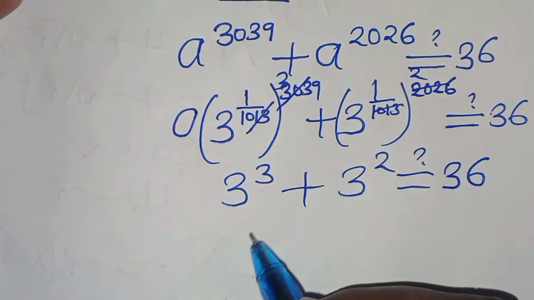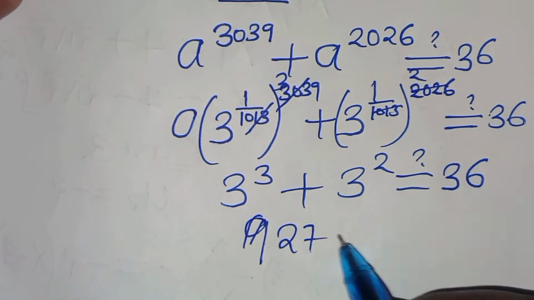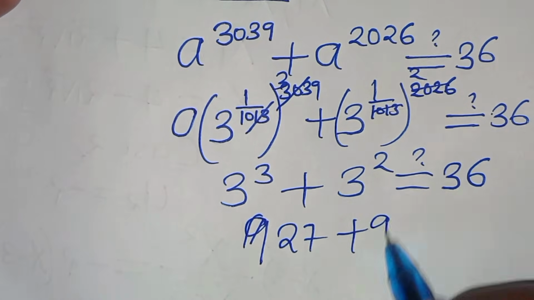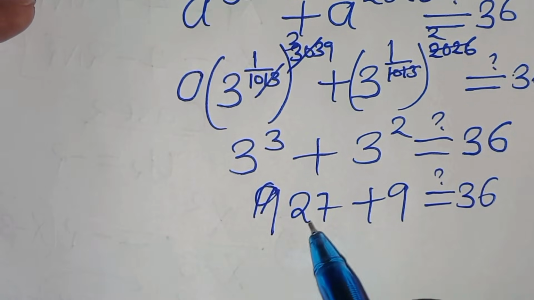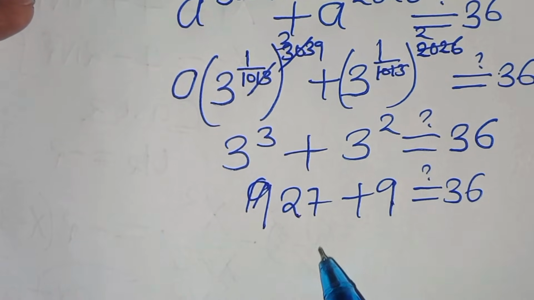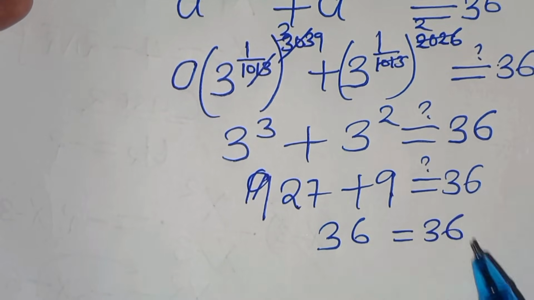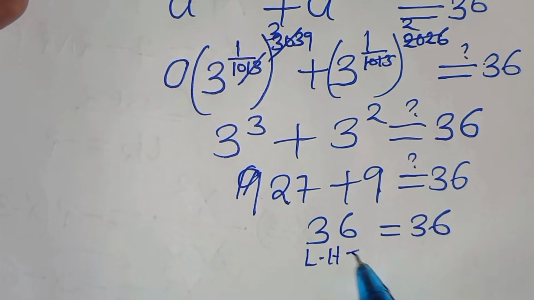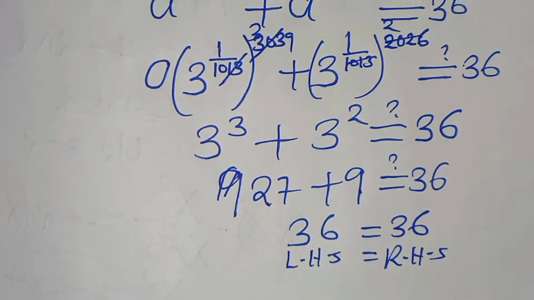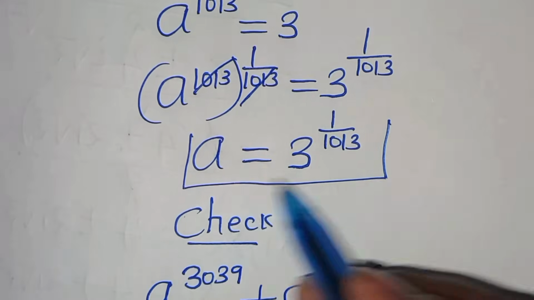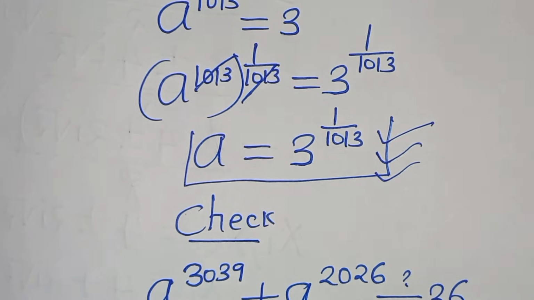So 3 to the power of 3 is 27. Then plus 3 to the power of 2, which is 9. And this should give us a value of 36. So this is 27 plus 9, which is equal to 36. So the left hand side is equal to the right hand side. And this implies that A, which is 3 to the power of 1 over 10, 13, satisfies the equation.